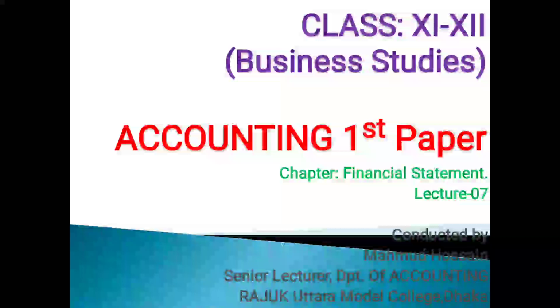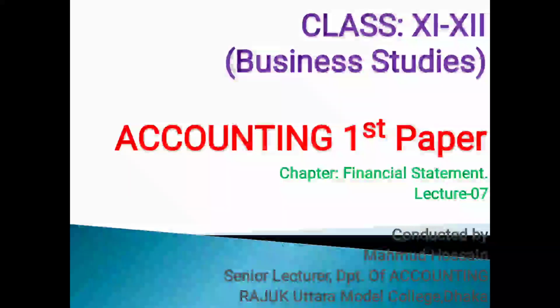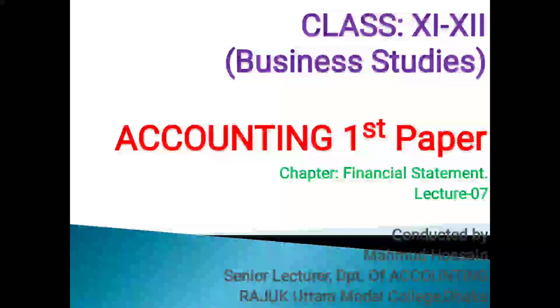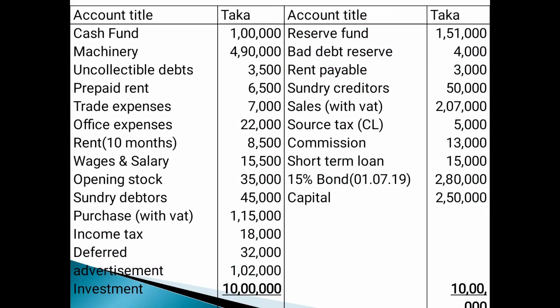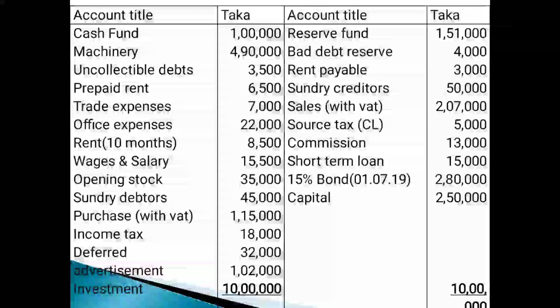Now you can see the stem and solve this creative question. At first you have to see the trial balance. Cash fund taka 1 lakh. This amount is treated as current assets. Machinery, this amount is treated as fixed asset. Uncollectible debt, that is bad debt, is treated as operating expenses. Prepaid rent, this amount is treated as current assets, that is short-term asset.